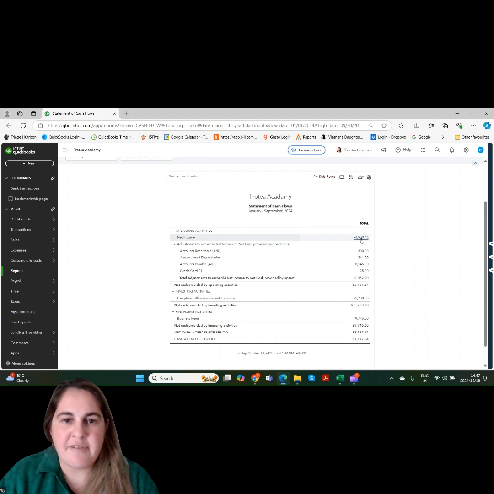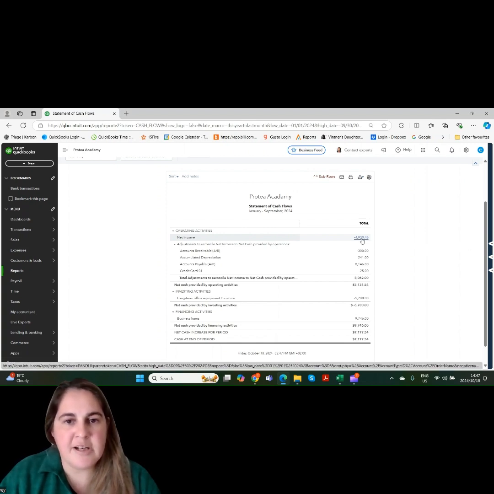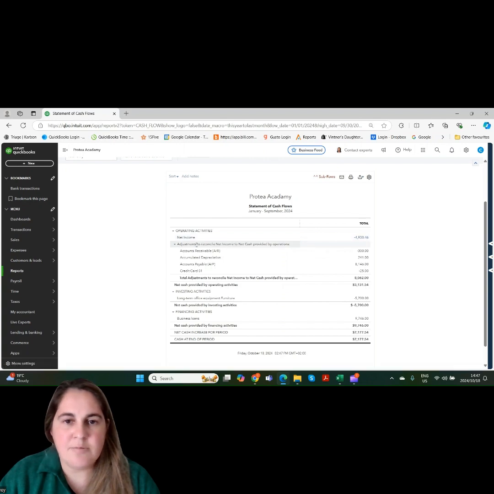At the top, we have our income. This is purely the number from your profit and loss statement, your net income. Underneath, we then have the adjustments we needed to take from net income to make it a net cash flow position. So here we can see our adjustments. Our first adjustment is our accounts receivable. Our accounts receivable movement.